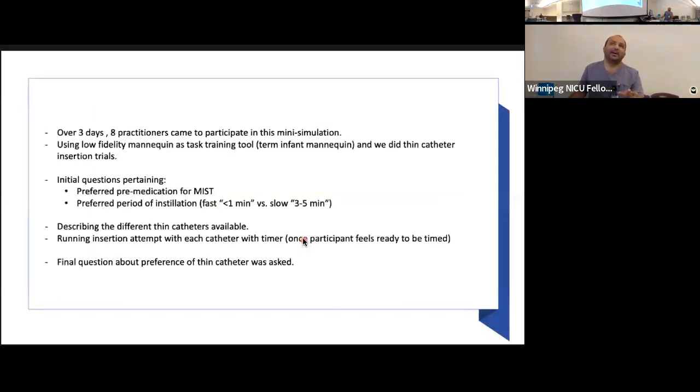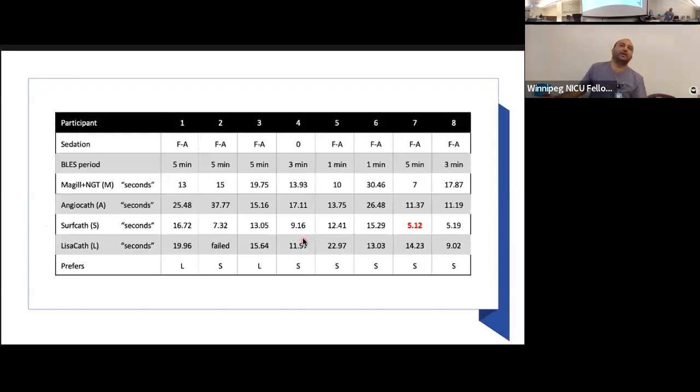It did not take a long time. We had 8 participants in it. It was just like, would you like to do the MIST with the different catheters we mentioned, whether you prefer to do slow surfactant instillation or rapid surfactant instillation. I will jump to the results.